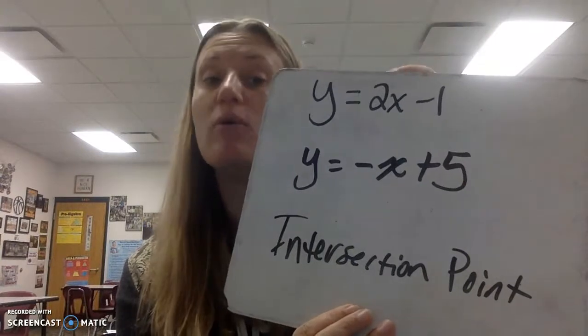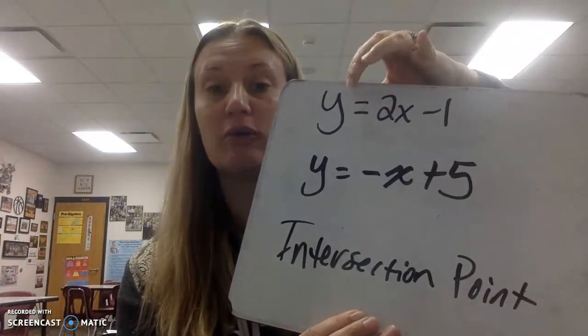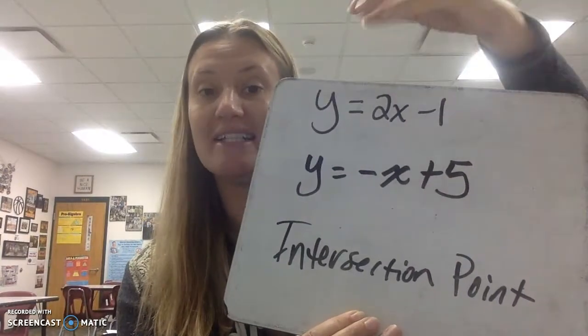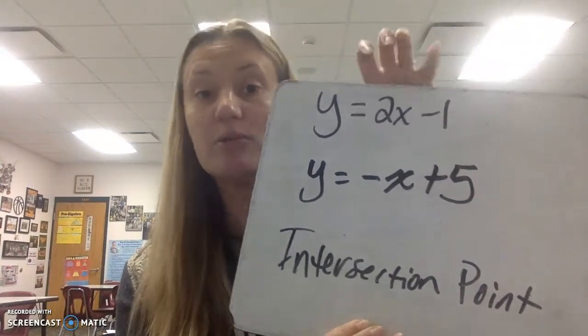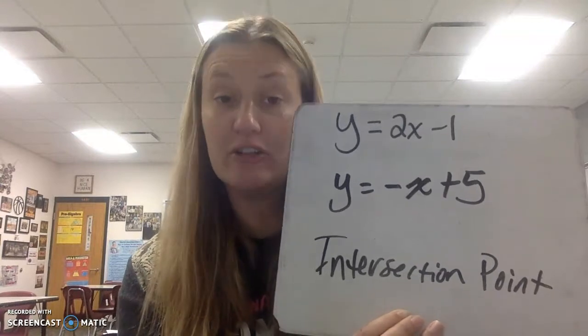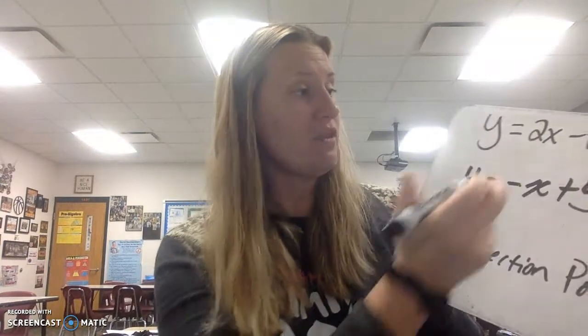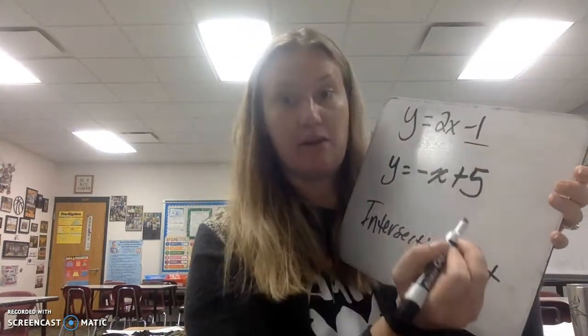Remember, every coordinate point is an XY value. So if I have a coordinate point that's on both lines, that's an X and a Y that are going to work in both equations. Now these ones are going to be easy to graph because they're in slope-intercept form. So remember, this is my starting point. That's going to be my y-intercept.